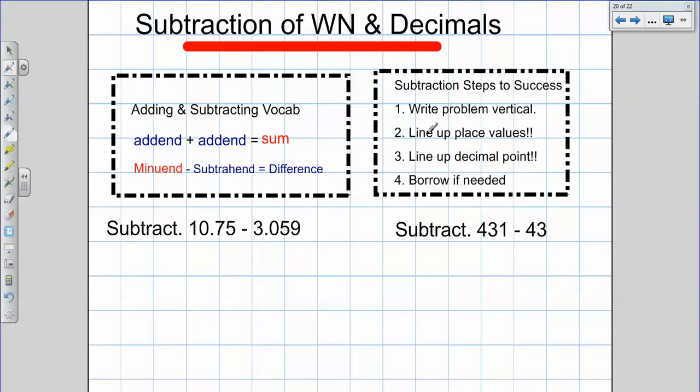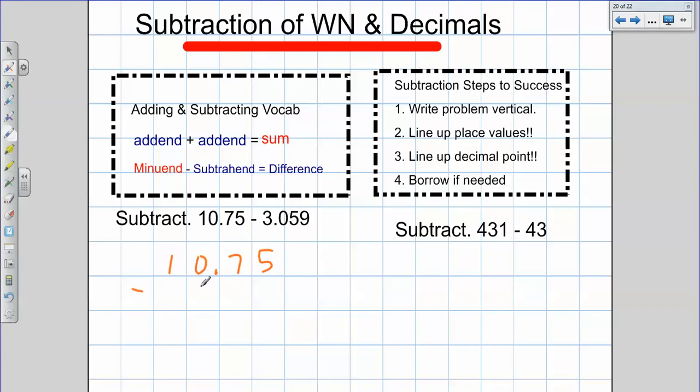Okay, so again, the first thing we're going to do is always write our problem vertical. And the first number always has to go on top. So I'm going to have 10 and 75 hundredths minus 3 and 59 thousandths. So again, I'm going to add in a 0 here so that all my place values line up.